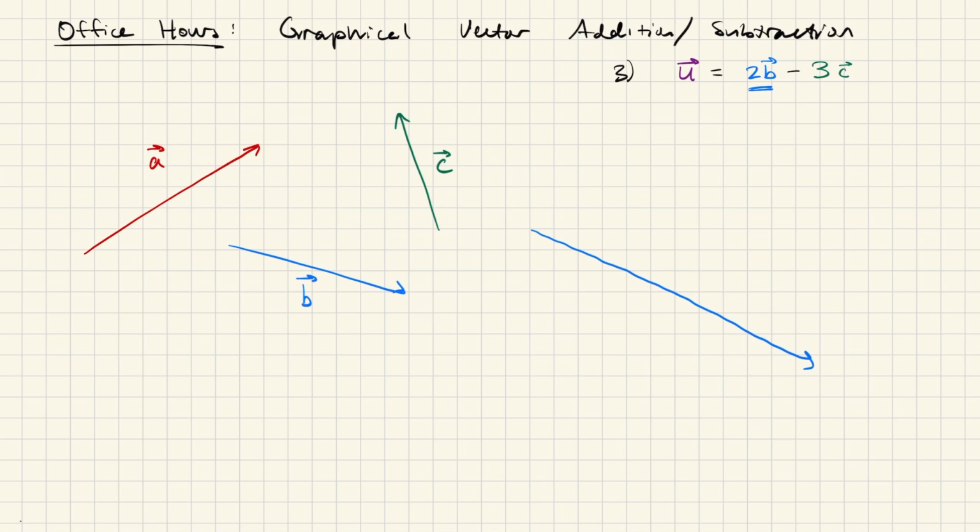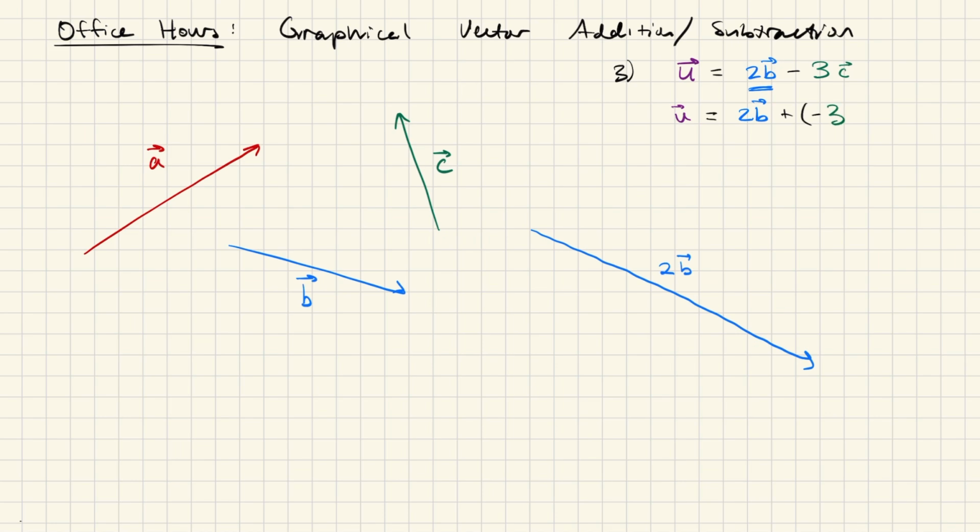But this way, we have 2b, which is our first vector, right? And the second vector we have is minus 3c. So remember, when we do subtraction with vectors, one thing that's good to remember is that really this isn't a subtraction problem. We can rewrite this as an addition problem, where we have u equals 2b plus, and then remember that subtraction is really the same thing as adding the negative, right?